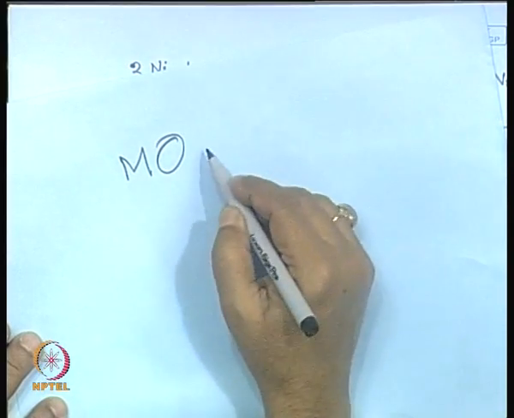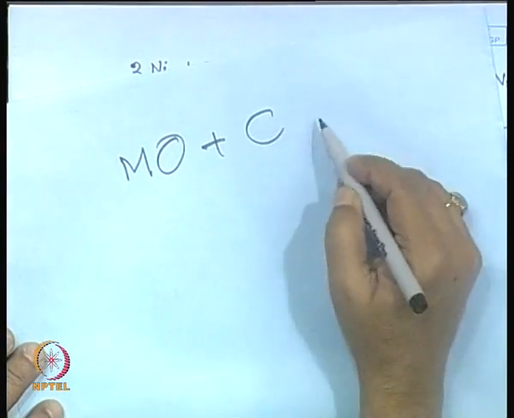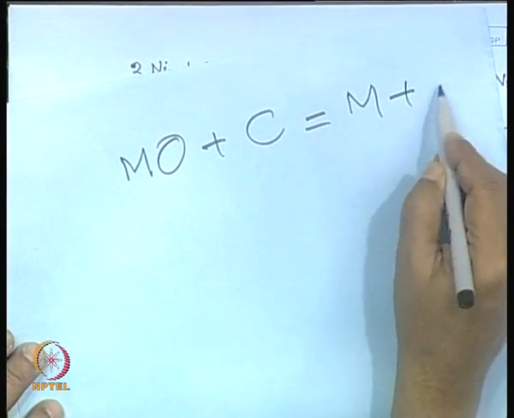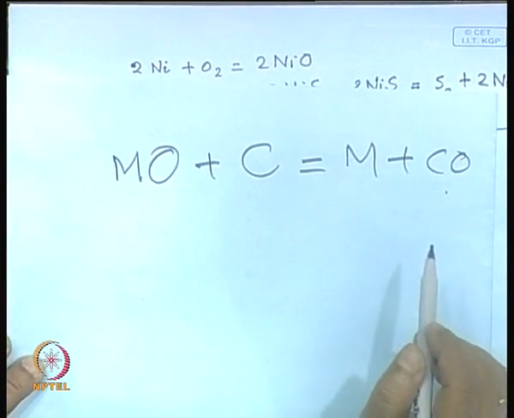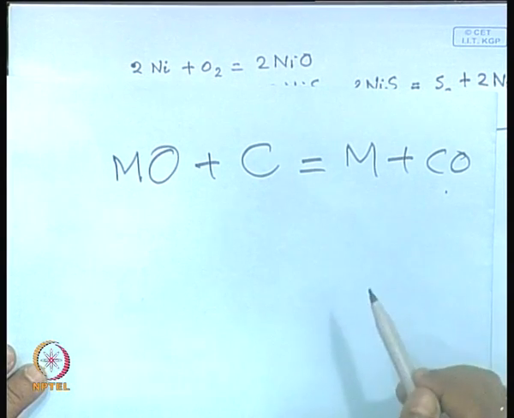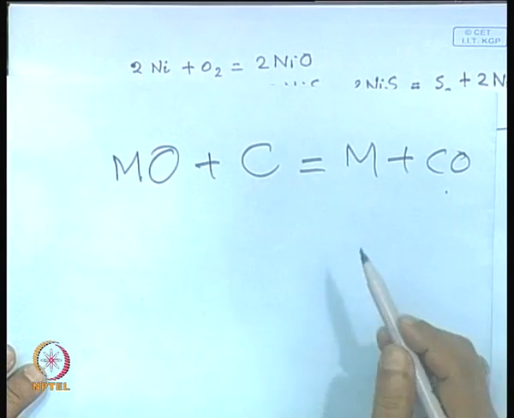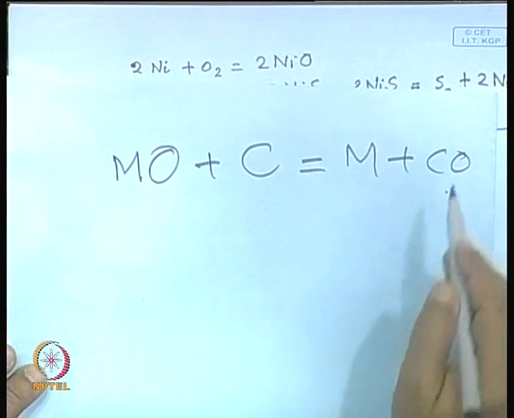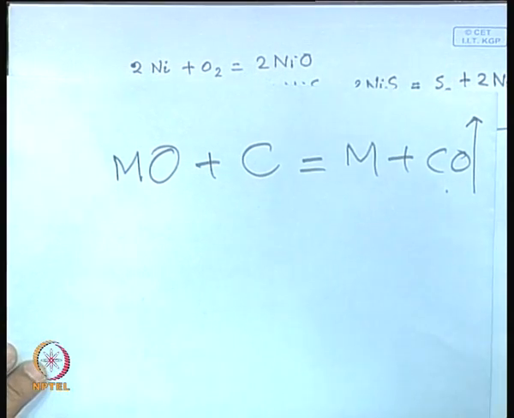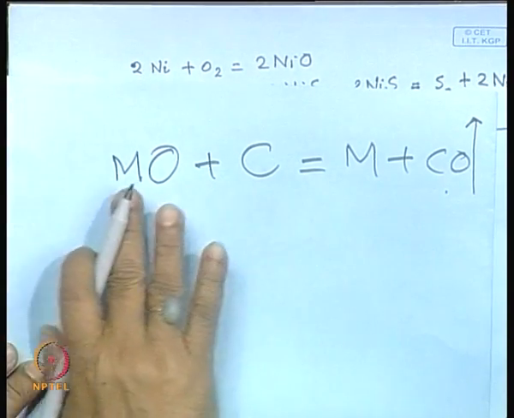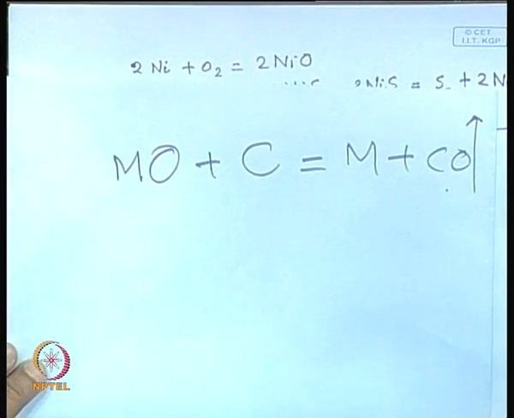There is another thing that happens. Suppose there is a metal oxide which is reduced by carbon to form metal and carbon monoxide. Suppose the temperature is very high, we can help the reaction in two ways. We can apply vacuum. If you can apply vacuum and release CO from the system, then this reaction will be driven to the right and it can take place at lower temperatures.